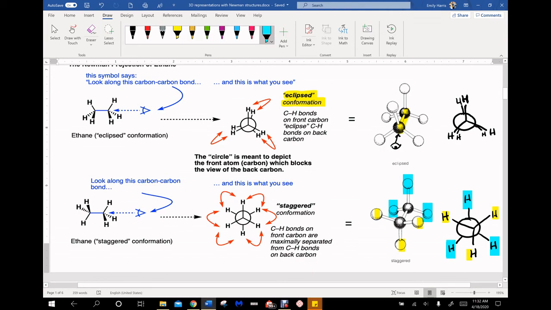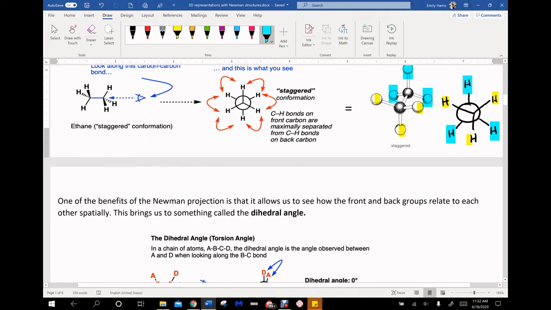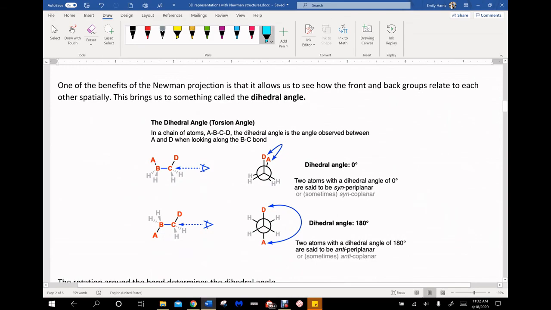So we have the main conformations being eclipsed, where the bonds overlap, and then the staggered conformation where they alternate. Okay. And so one of the benefits of using the Newman projection is that it allows us to see how the front and back groups relate to each other spatially, right? So it's like how close are they in 3D space?